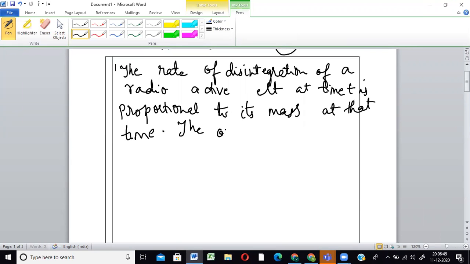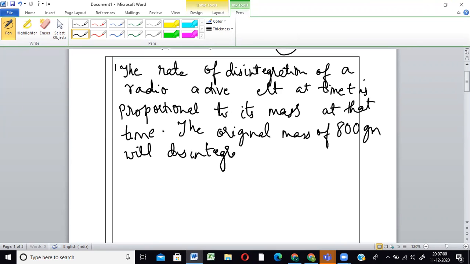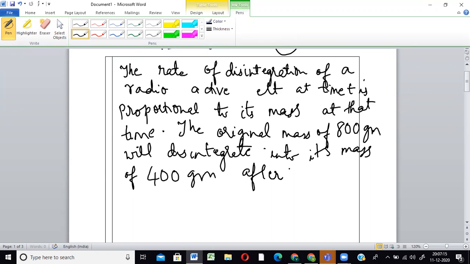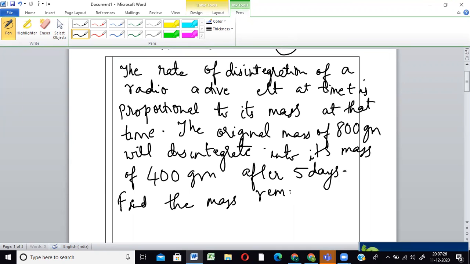The original mass of 800 gram will disintegrate into its mass of 400 gram after 5 days. Okay. So you have to find the mass remaining after 30 days.